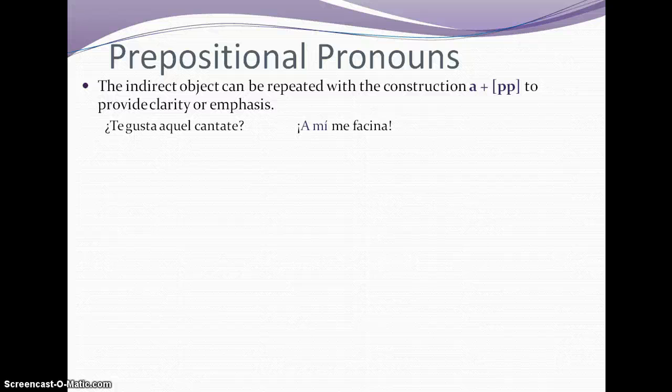Another example, so ¿te gusta aquel cantante? Oh, a mí me fascina. In this case, this isn't for clarity, but this would be for emphasis, that I really find him fascinating.